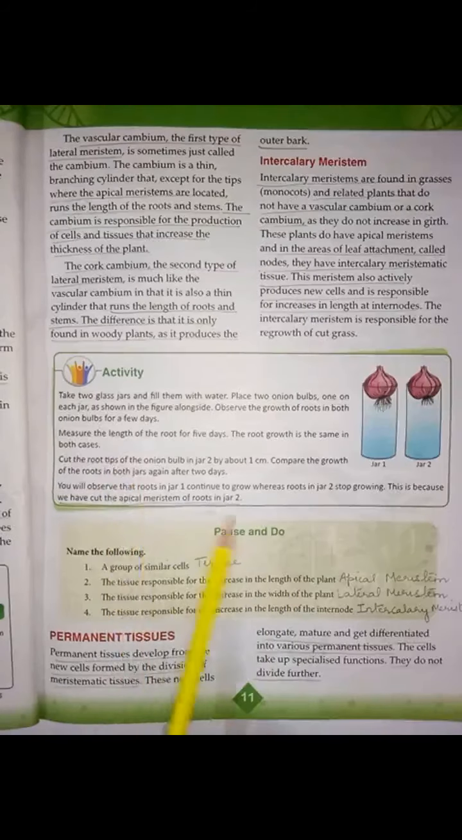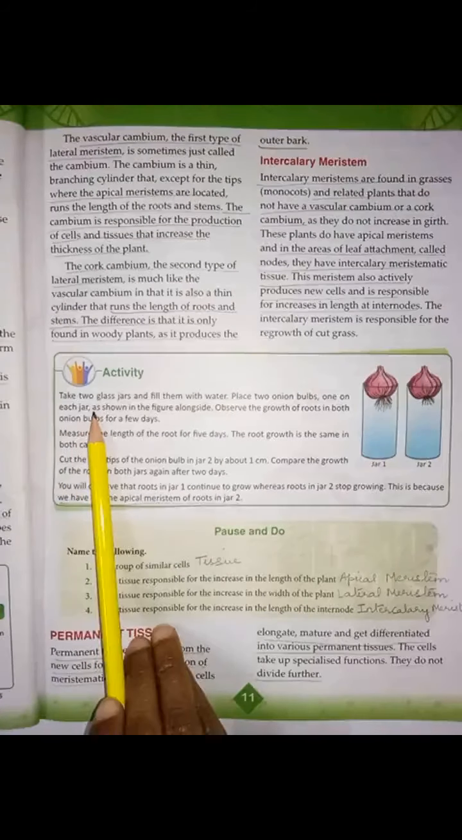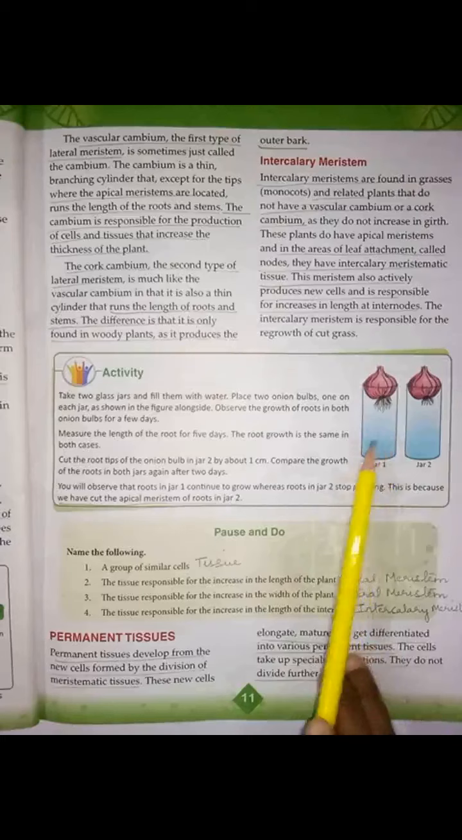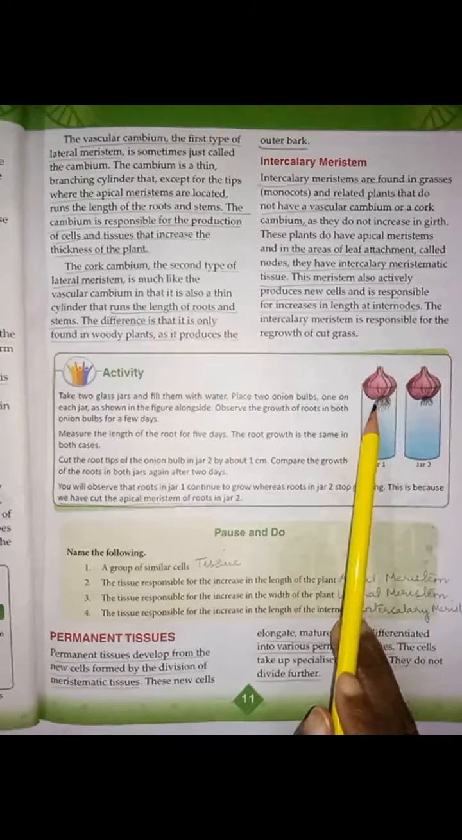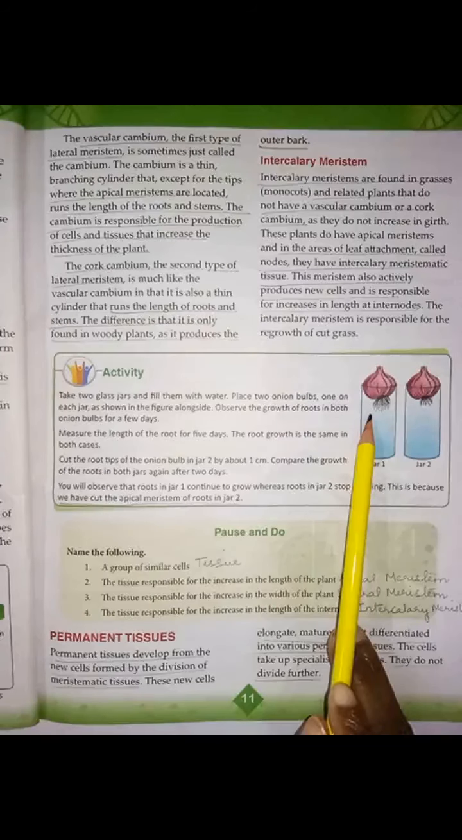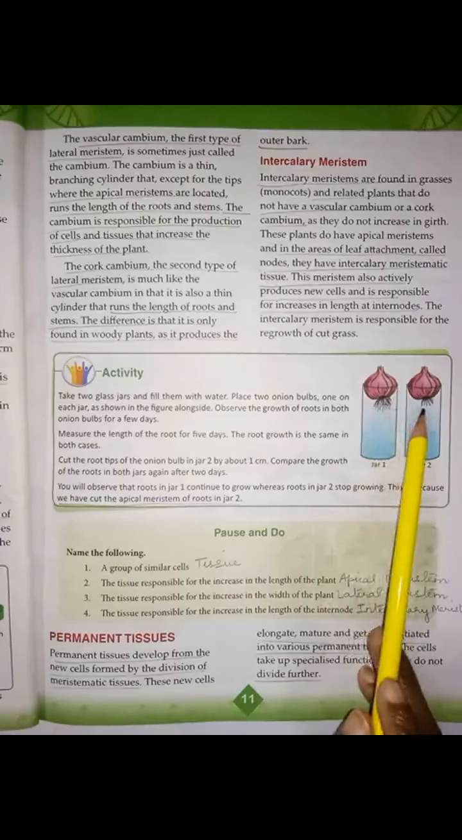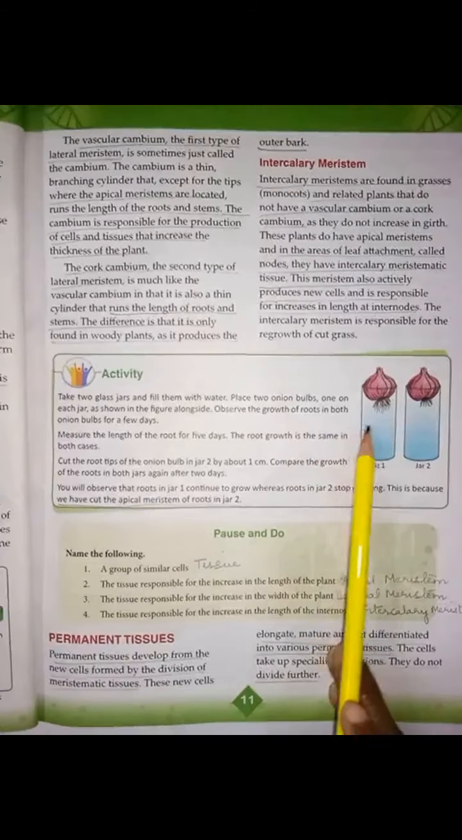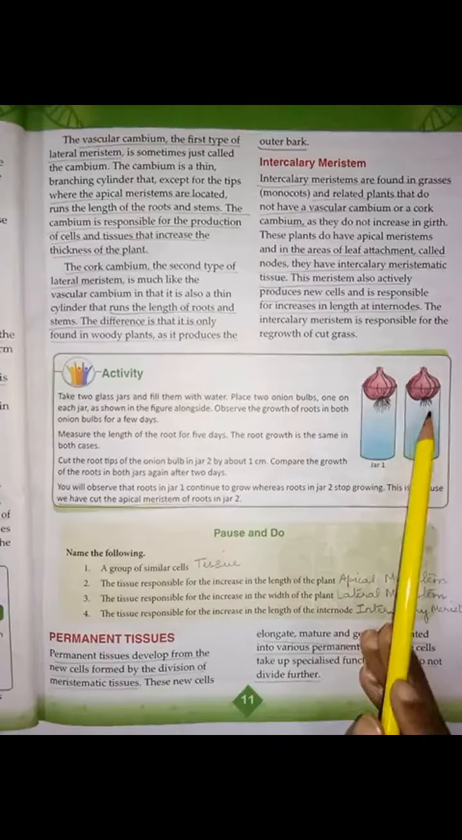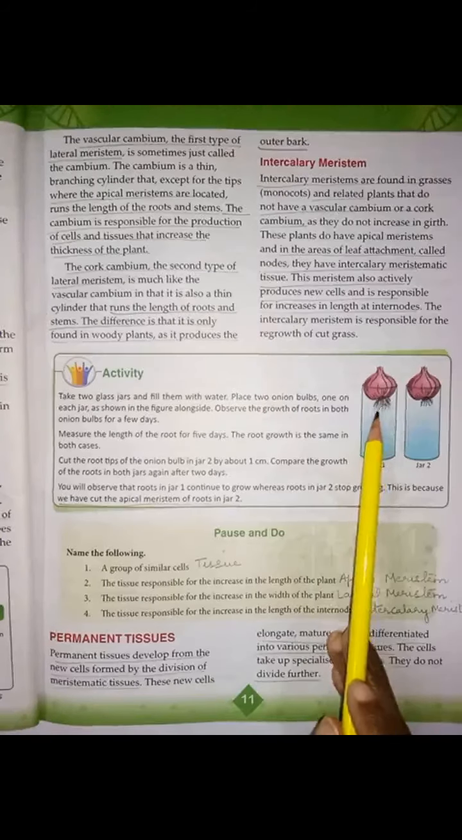Now here our activity is shown. Let us see what this activity shows. We will take two glass jars and fill them up with water. Now we will place two onion bulbs in each of the glass jars. And as you can see in the figure, in the same way you are going to put the onion. Now every day we are going to measure the increase in the length of the roots.